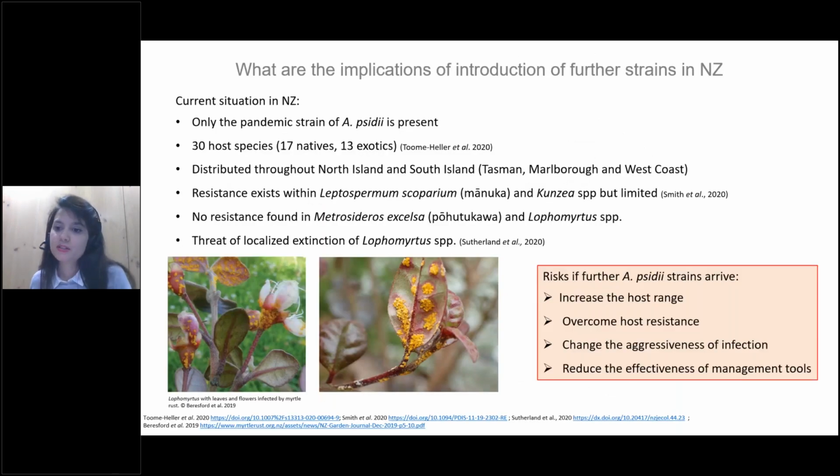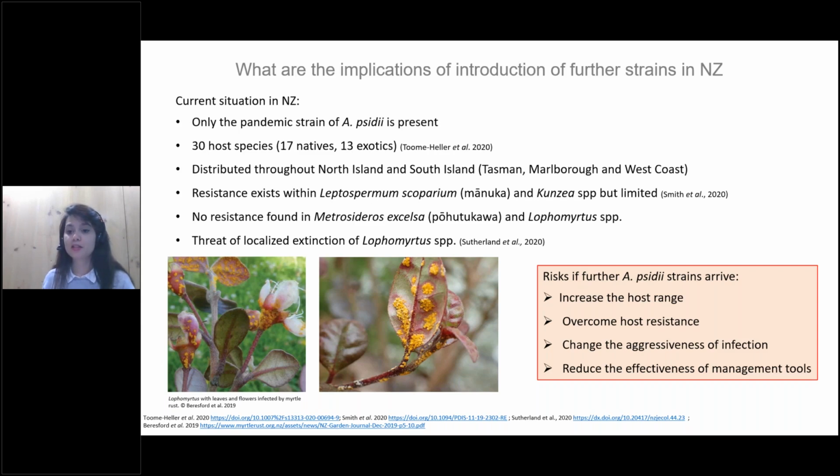So we know what the current situation with the pandemic strain of Myrtle Rust in New Zealand is, but our concern is that we don't want the older strains to arrive. And just as a reminder, the host range of the pandemic strain in New Zealand comprises 30 host species. The pandemic strain is distributed throughout the North Island and parts of the South Island, so quite a wide distribution throughout the country.